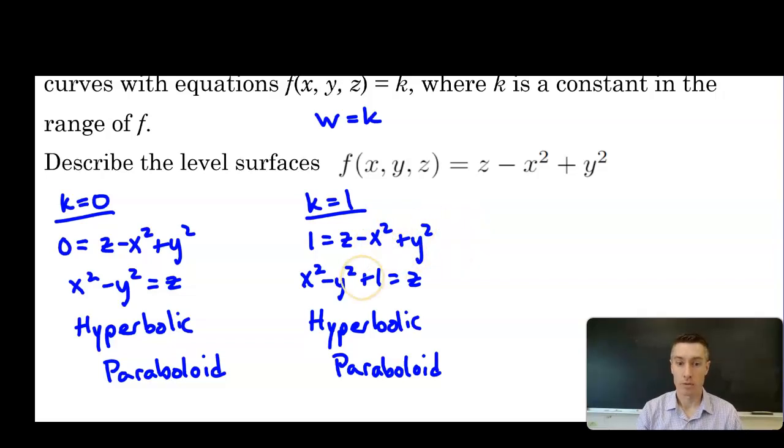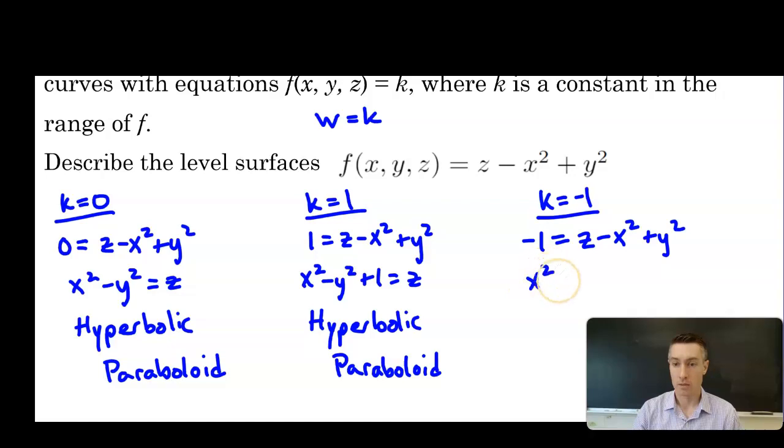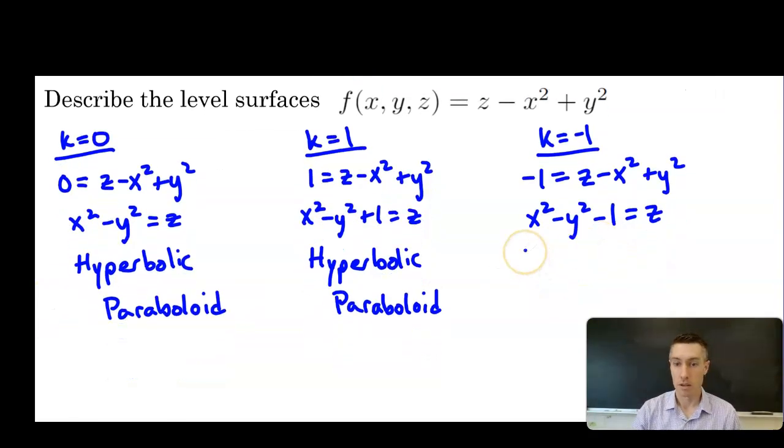And k equals 2, k equals 3, that's just going to change the constant. Let's look at negative. If we try k equals negative 1, does that change anything? Always important to think about that. So negative 1 equals z minus x squared plus y squared. So x squared minus y squared minus 1 equals z. And that doesn't change anything. Still going to have a hyperbolic paraboloid.